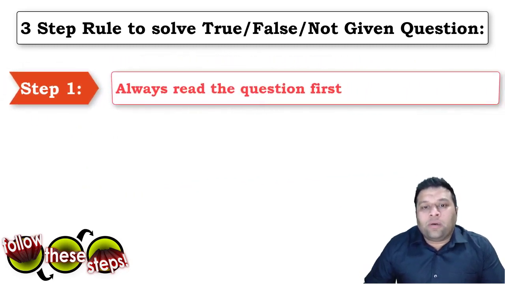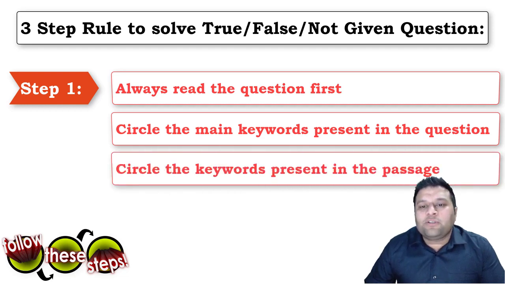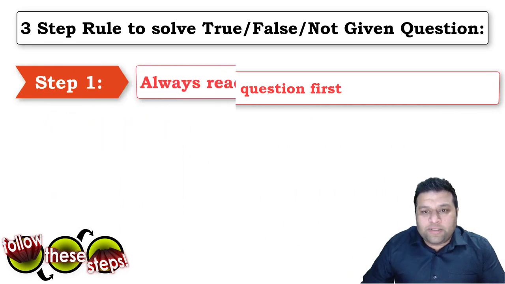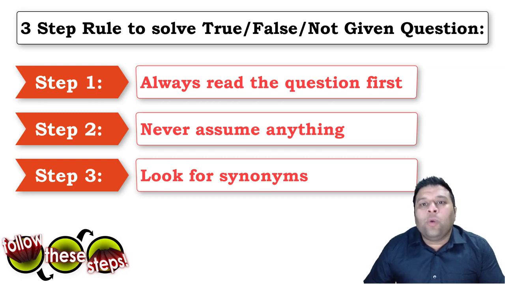So step number 1, understand this step properly. Always read the question first. Circle the main keywords present in the question. Circle the keywords present in the passage and then match the keywords. That's your strategy, right? So strategy number 1 or step number 1. So I'm going to teach you these 3 steps. Step number 1 is different. Step number 2 is different. Step number 3 is different. In the end, it will work like a chain.